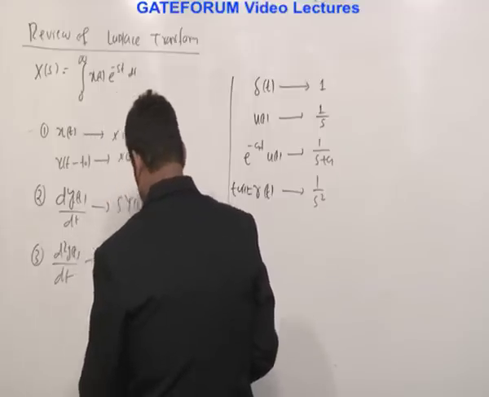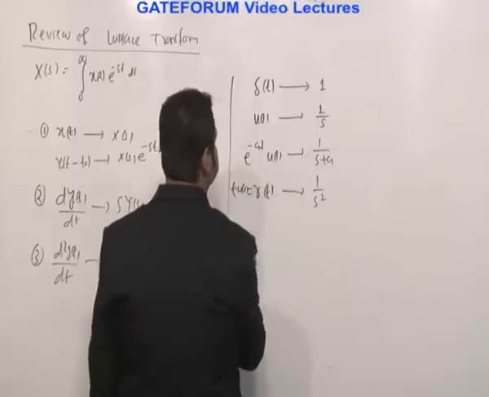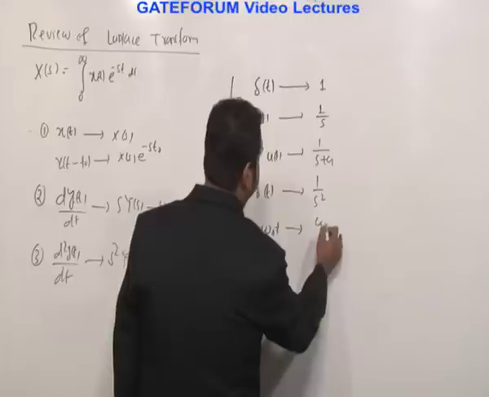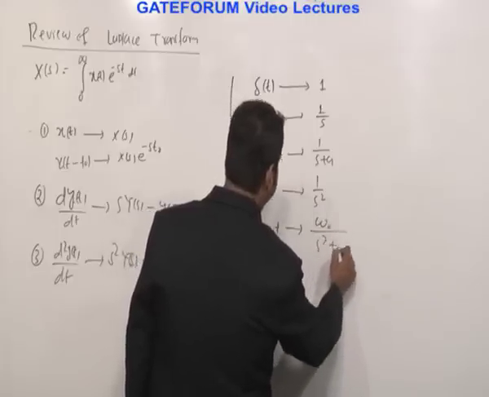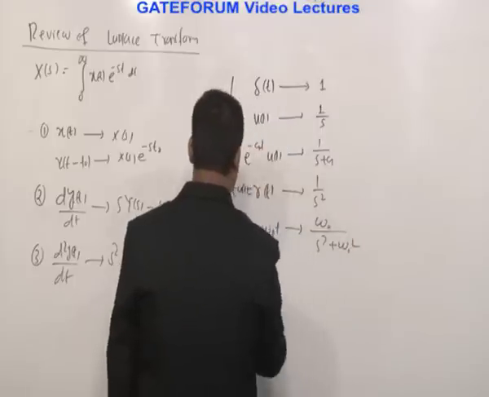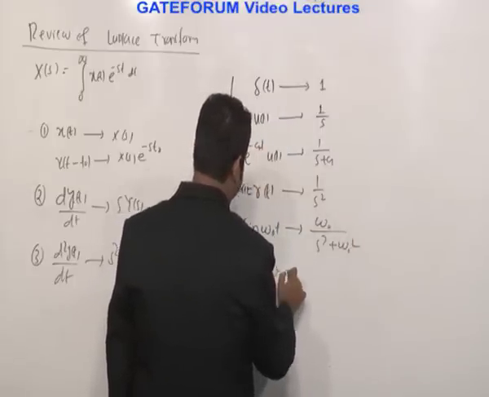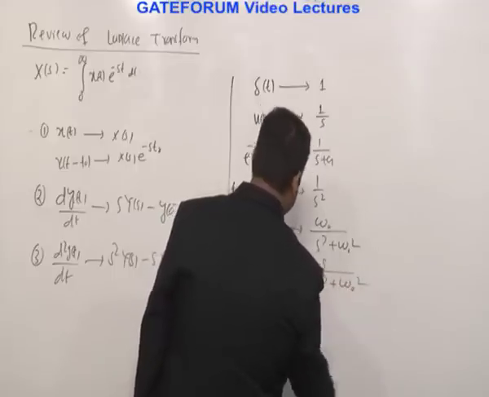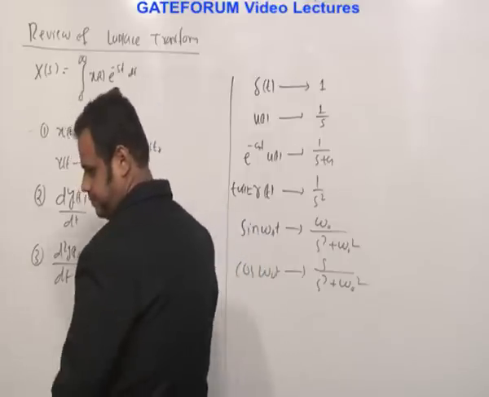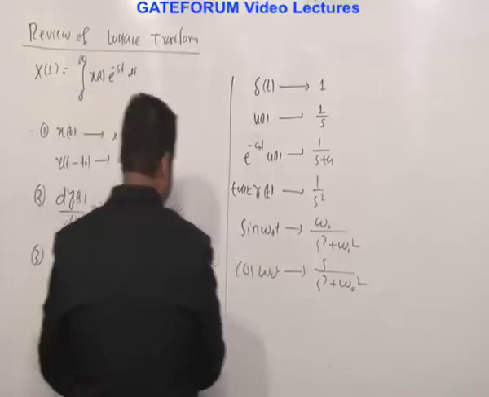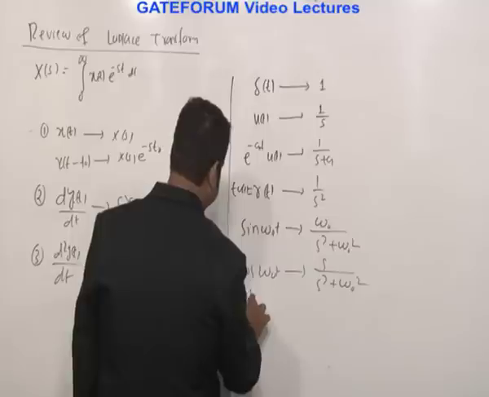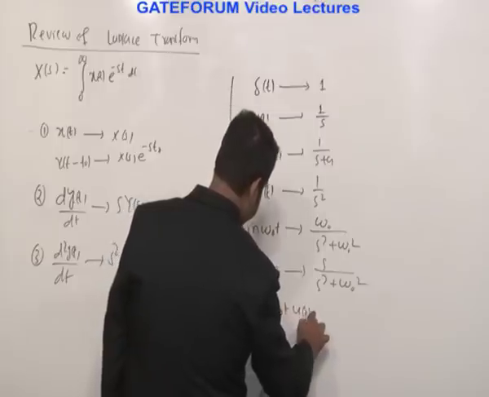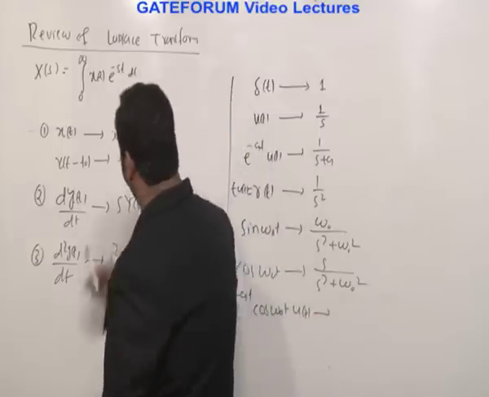One more thing: if it is sine omega naught t, sometimes this is needed. It is omega naught by s square plus omega naught square. If it is cos omega naught t, it is s upon s square plus omega naught square. Next point is, if it is e power minus at cos omega naught t ut.